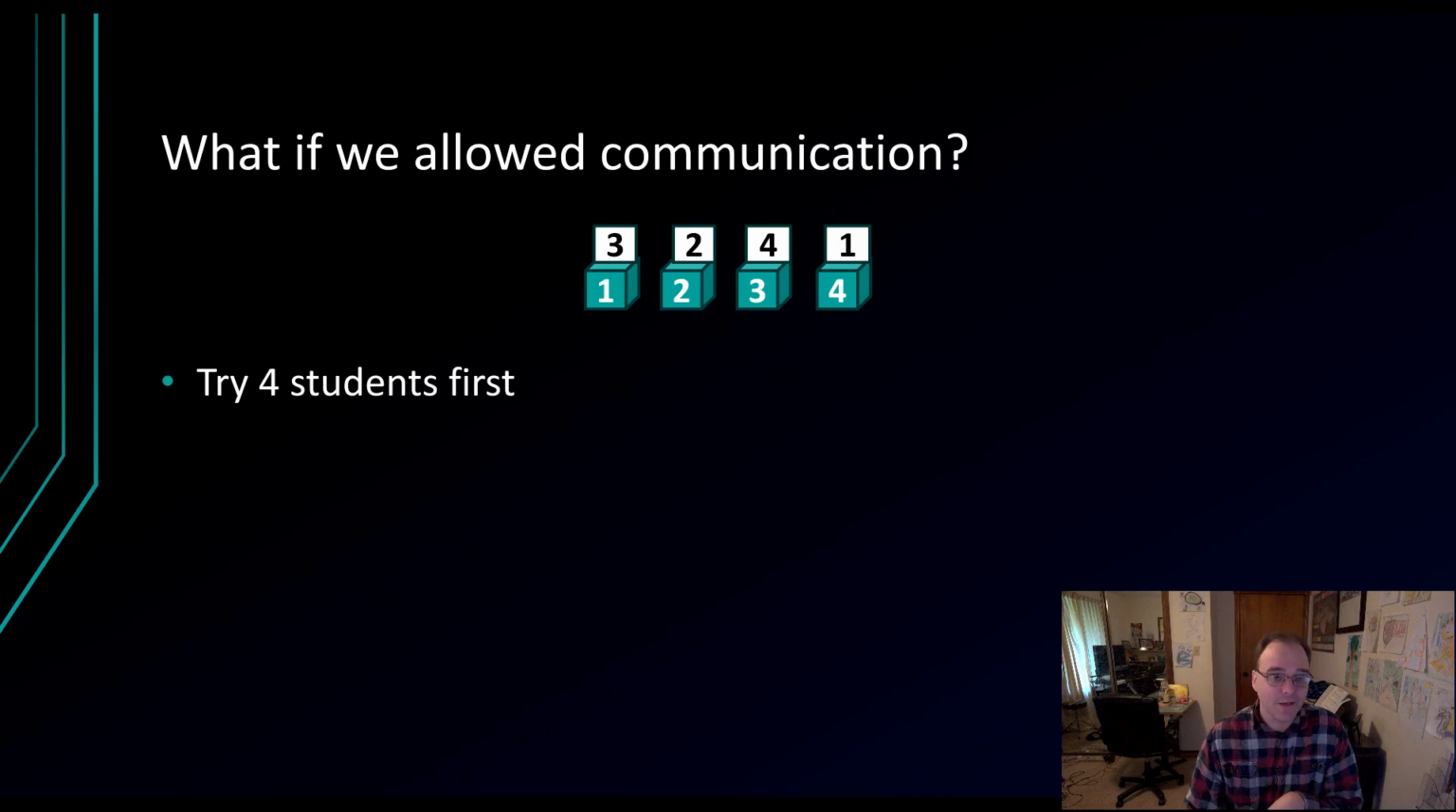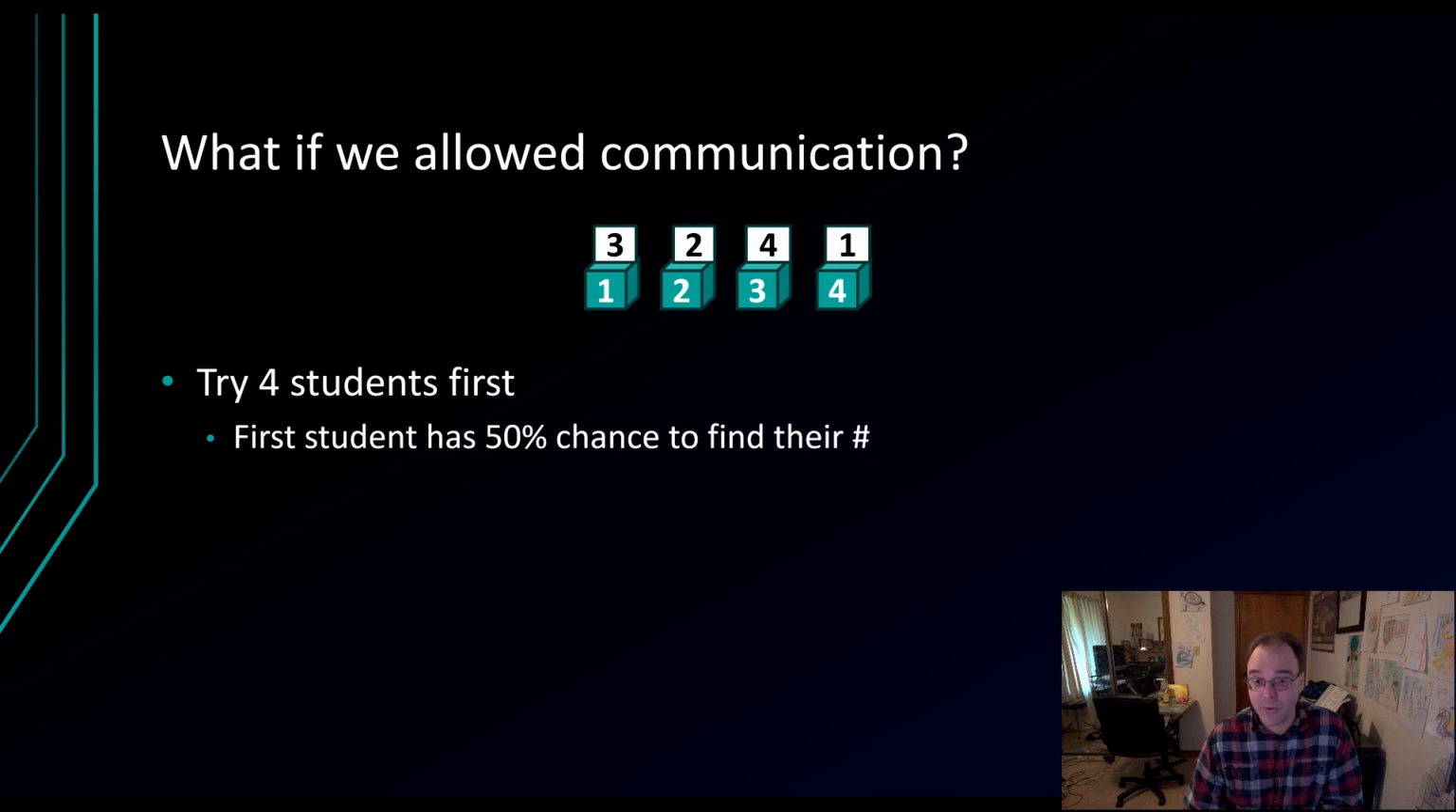Let's see what happens. The first student has a 50% chance to find their number. They're allowed to open half the boxes, so in a 4-student game, each student is allowed to try 2 boxes. Great. So let's say student 1 decides, you know what would be a great idea? I'm just going to go in there and open some random boxes and see what happens. They happen to open boxes 3 and 4, and they find their number. Yay, they're happy, right? But not only did they find their number, they saw both the numbers 1 and 4: their number as well as student 4's number in box 3.